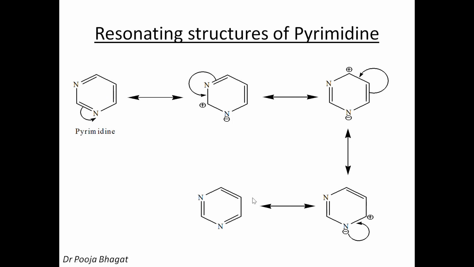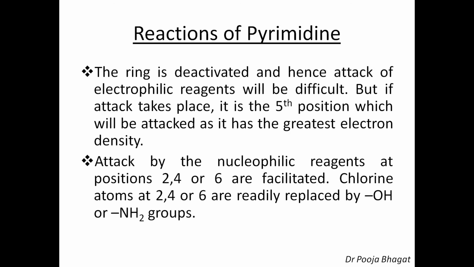From the resonating structures, you can conclude about the reactions shown by pyrimidines. As you have seen in the resonance, a positive charge is delocalized over the ring. So this nitrogen has deactivated the ring, or reduces the electron density on the ring, and therefore the attack of an electrophilic reagent will be difficult. Electrophilic reagents are electron loving, and since the ring is deactivated and the electron density is reduced, the attack of the electrophilic reagent will be difficult.